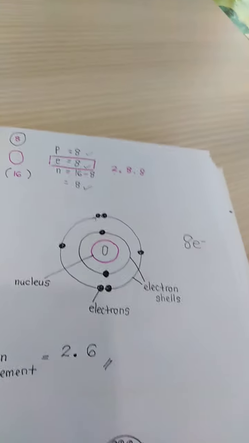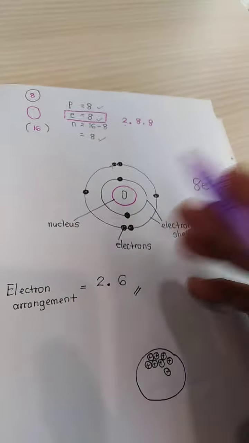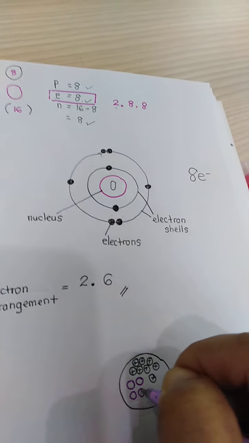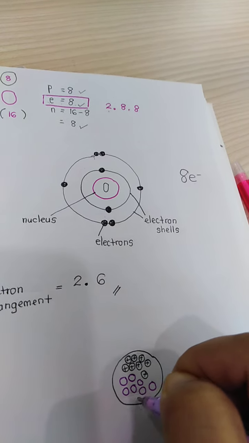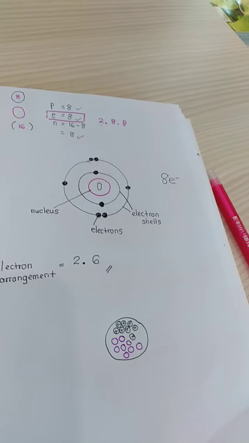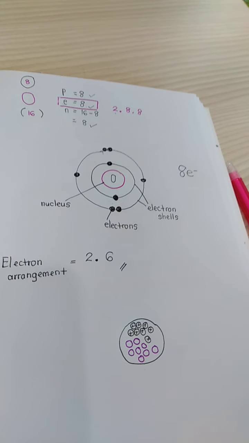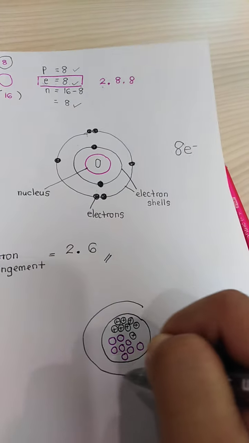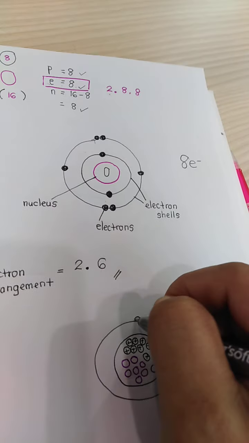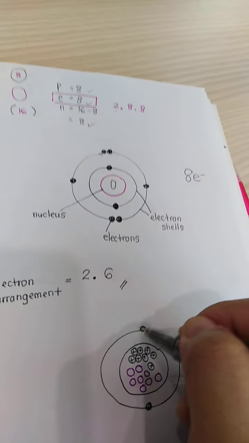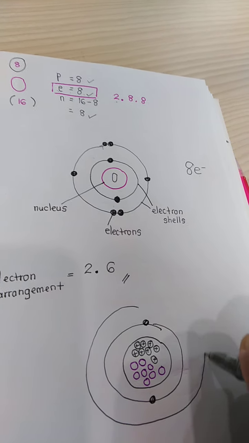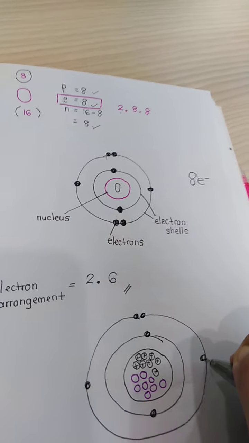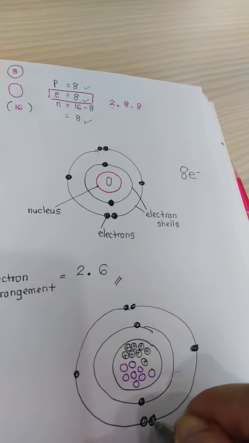And at the same time, I need to draw for neutron. Neutron also 8. Neutron has no charge. So 1, 2, 3, 4, 5, 6, 7, 8. And how should I draw the electrons? Just follow the same step as I shown just now. So I need to draw the first electron shell, has maximum of 2 electrons. Then the second electron shell, 6: 1, 2, 3, 4, 5, 6.